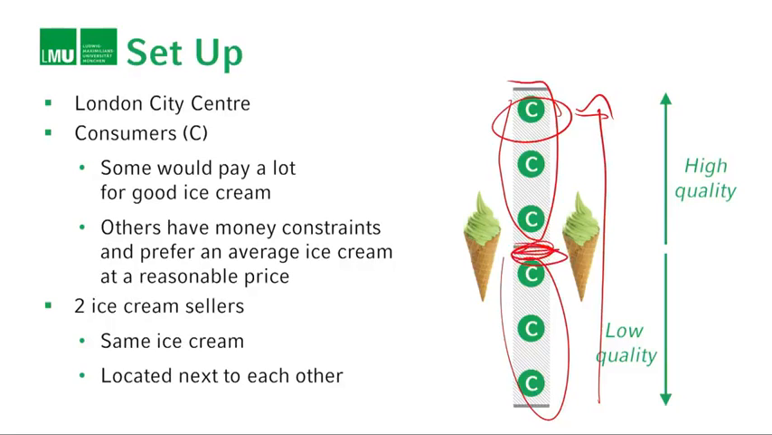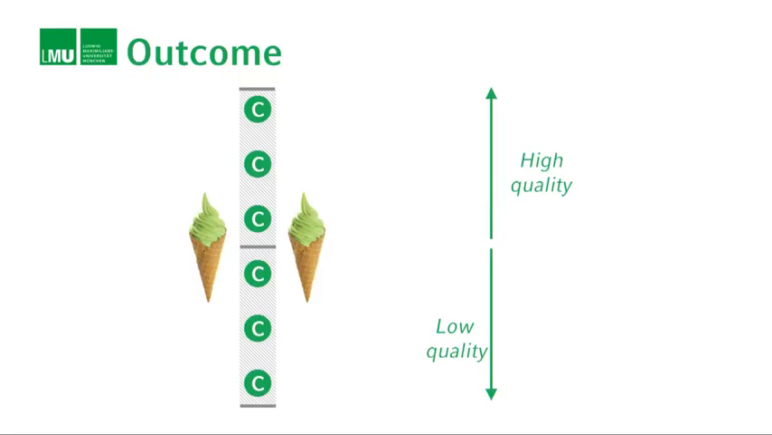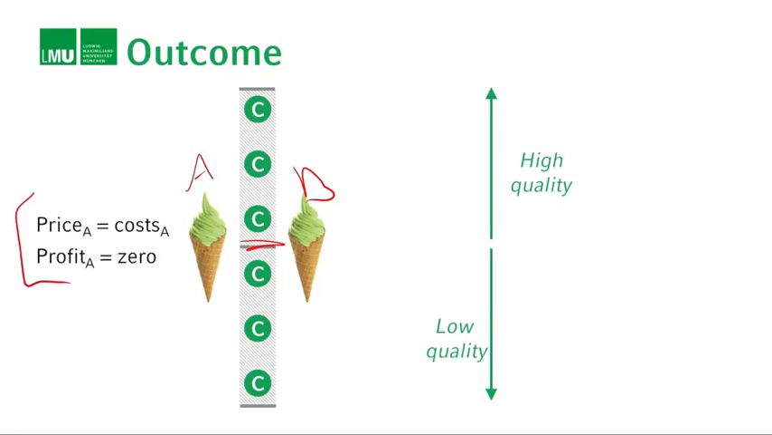First, we have these two firms, A and B, and these two firms sell identical products at the same location. So we know what's going to happen, right? We know what's going to happen, namely, prices are going to be equal to cost. We know that profits are going to be equal to zero for firm A and for firm B. Not a good outcome, not an attractive outcome.